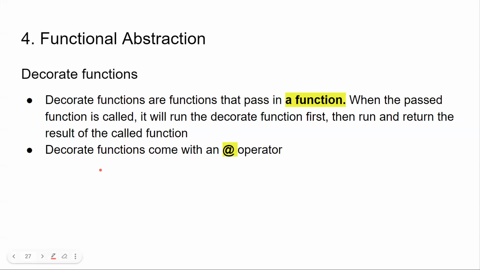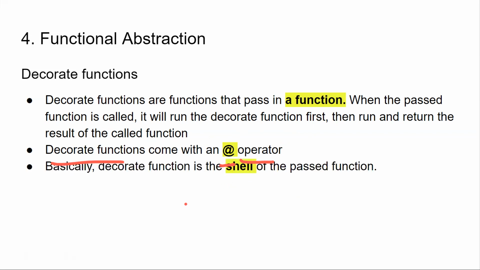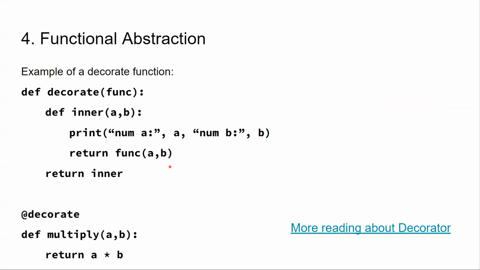So basically, decorator functions come with an add operator. Decorator functions are functions passed into a function. When the passed function is called, you run the decorator. I will show the example very soon though, don't worry. Basically, a decorator function is the shell of the passed function. Okay, here we go.